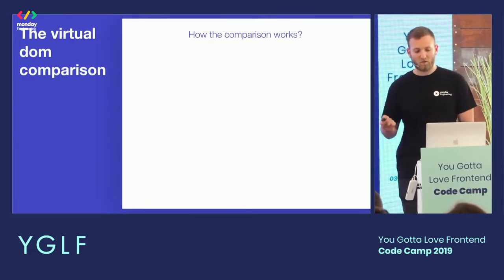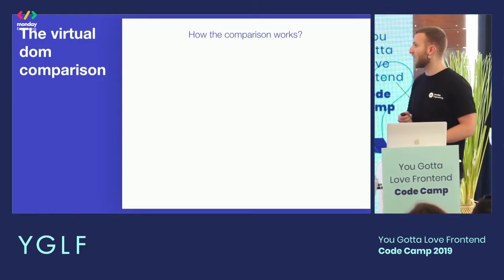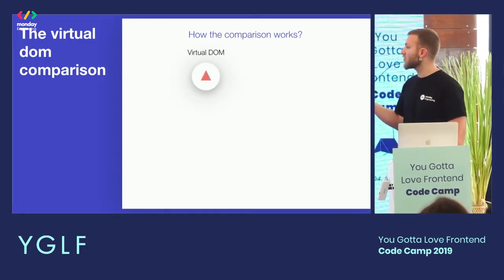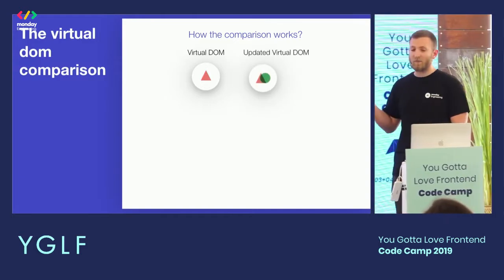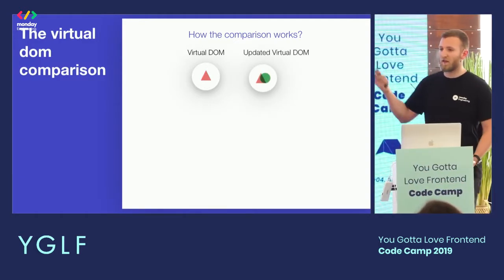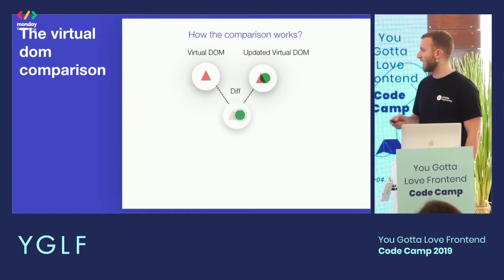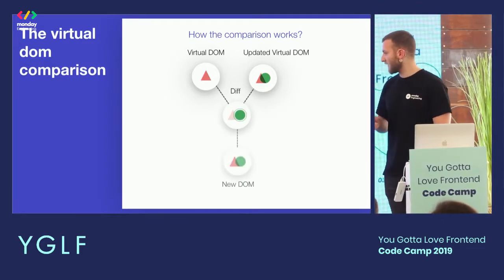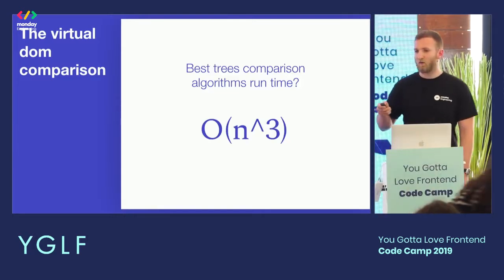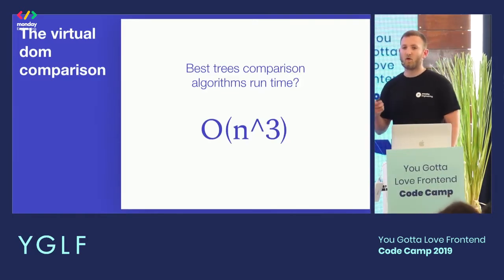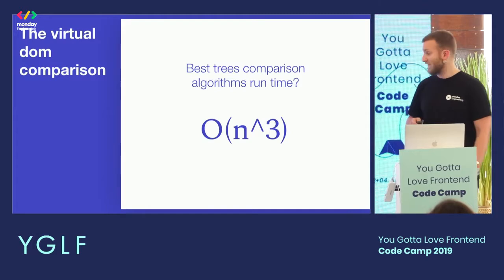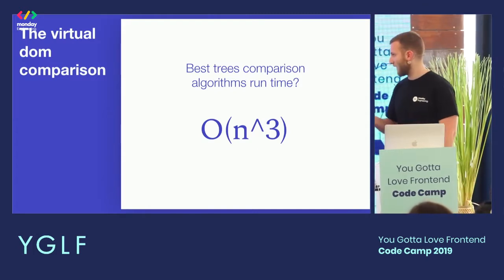In order to do that, we need to compare the 2 different trees. We can see here that we have the virtual DOM. We have the updated virtual DOM after the process that we did. For example, we remove the first element in a list, and then we find the minimal diff and update the actual DOM. The best algorithms that are running today in order to compare 2 different trees are running in O of n to the power of 3. This is the best algorithm that is running today.